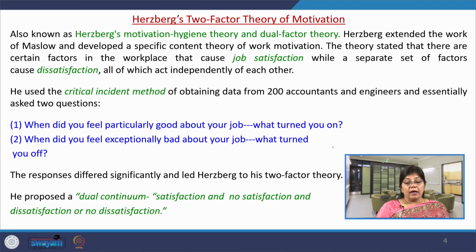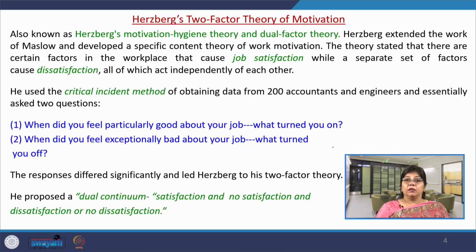Here Herzberg has stated that there are certain factors in the workplace that cause job satisfaction and there are certain factors that cause dissatisfaction, all of which act independently of each other. The point here is that for any employee who is performing his job, there are certain factors which give him satisfaction and certain factors which give him dissatisfaction. But the difference is that factors which satisfy an individual will not necessarily also motivate. So, what factors satisfy and motivate employees was the major focus of Herzberg's two-factor theory.